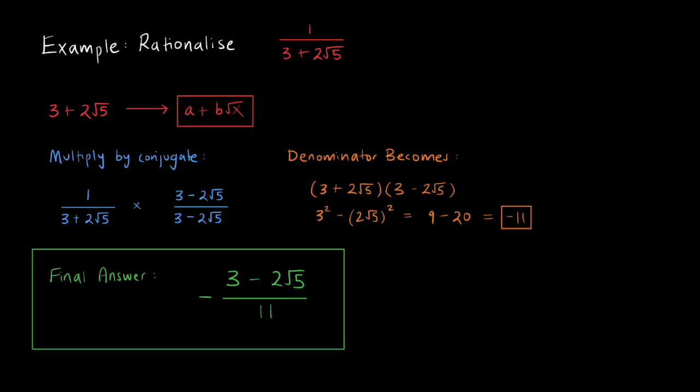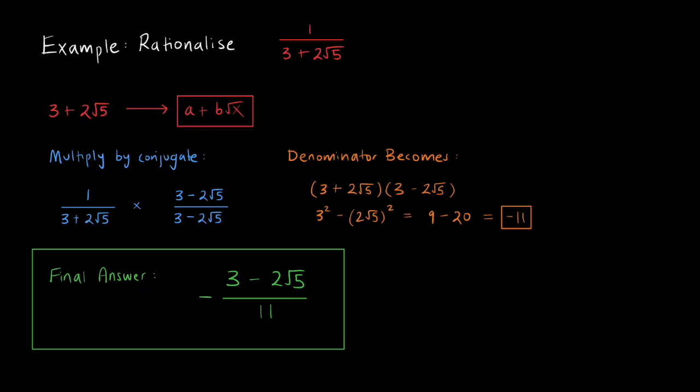However, the denominator now becomes the case or the identity that we just talked about, where we have 3 plus 2 square root 5 times its conjugate, or 3 minus 2 square root 5. So essentially, we get rid of the square root here, and by multiplying the two expressions, we get 3 squared, or 3 to the power of 2, minus 2 square root 5 all squared. And if you evaluate that out, you'll get 9 minus 20 equals negative 11.